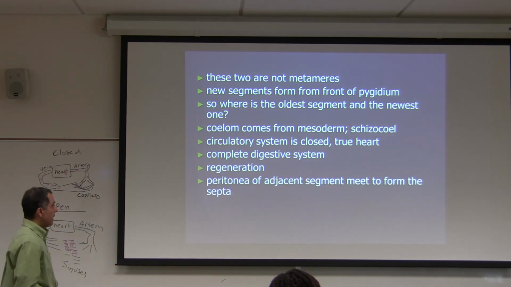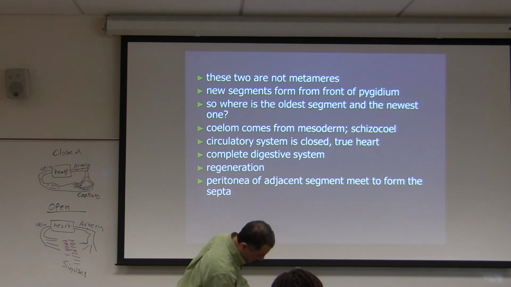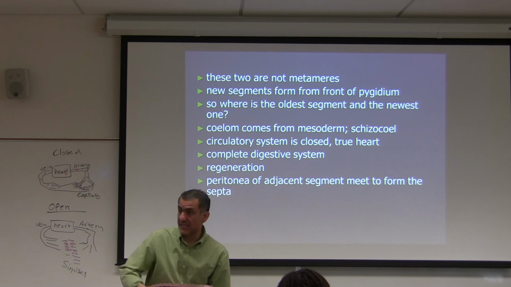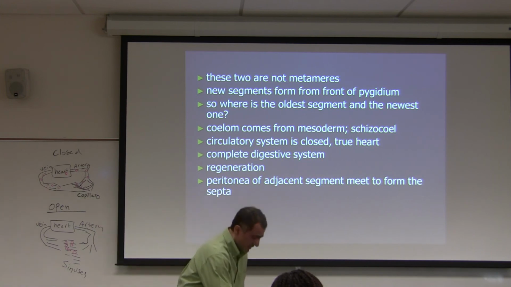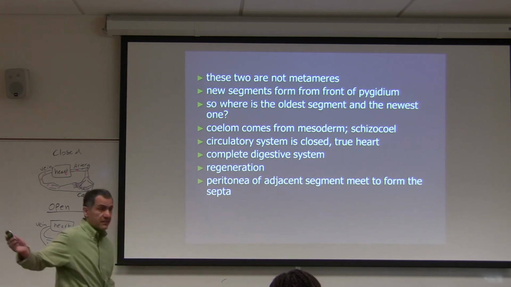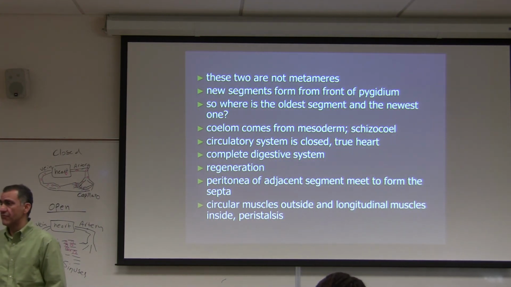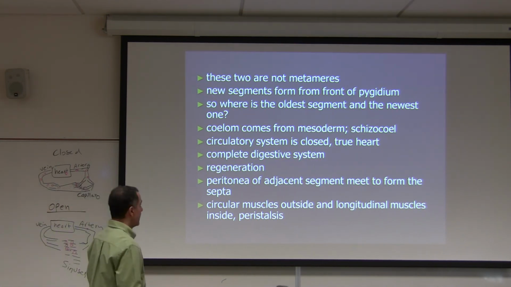Okay, the peritoneum of the adjacent segment needs to form the septa. Of course, you do have in these models these lines in here, or septa, and when you dissect them today, if you want to, you will see these septa in here. These lines are called septa. Okay, when you dissect them, you will see it. Circular muscles outside and longitudinal muscles inside, they move by means of peristalsis. Okay, review your peristalsis in this.